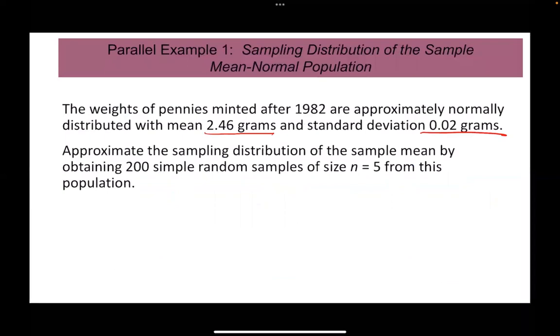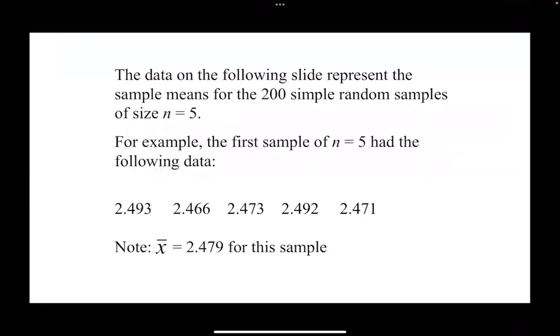So we took sample means, 200 simple random samples of n equals 5 from this population. So we took 200 samples. Basically, I took 5 pennies 200 times, and I found the mean of each of those 200 samples. So for example, this is one sample of n equals 5, and I found this mean right here for just this sample.